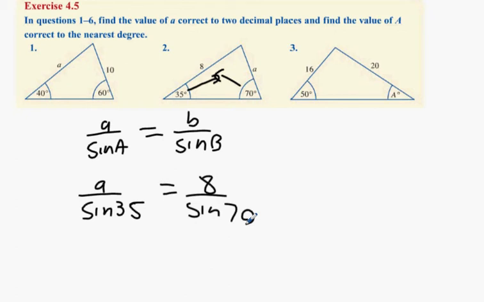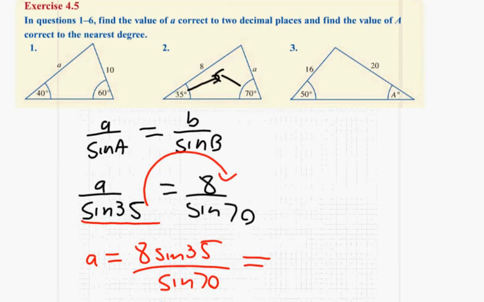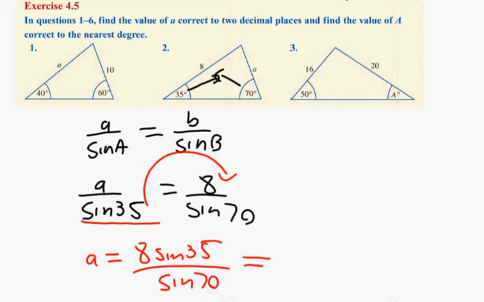Now, we did this yesterday. How would you get A on its own? So you're going to get 8 sine 35 all over sine 70. And when you get that, what's the answer? Just have the calculators handy, guys. 4.88. Okay, so that's a fairly basic type of question.